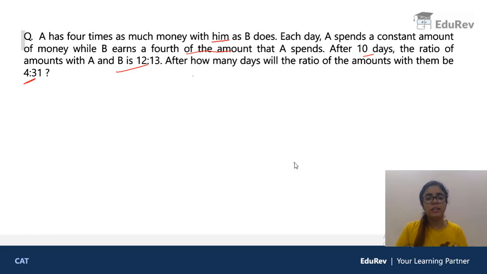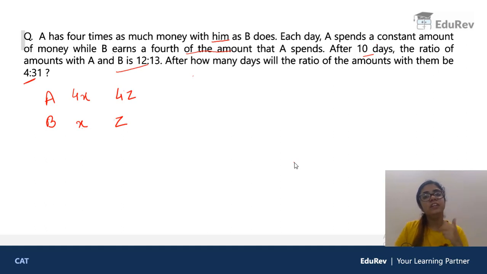ठीक है? Now understand, A has 4 times the money B has. Suppose A has 4x money, so B has 1x money. ठीक है? 4 times and 1 time, 4x and x. Each day A spends a constant amount and B earns 1/4 of it. So let's say, for example, suppose A spends 4z of the money. ठीक है? He spends 4z of the money. B will earn 1/4 of this. So B will earn z amount of money.